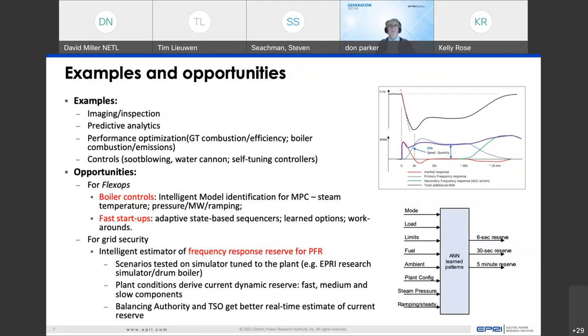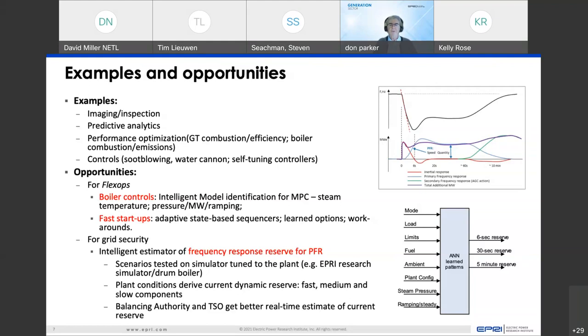So the examples and opportunities here, well, already some examples, of course, exist. Predictive analytics, performance optimization. GE, for example, has already got a combustion optimizer. There are several boiler combustion and emission optimization systems around. There have been soot blowing, intelligent soot blowing systems. Water cannons, I've been involved in some smart water cannon operation on furnace walls for PRB type coal. Self-tuning controllers, of course, have been around for a long time. And image and inspection is a new area, I think, that's going to become quite important.